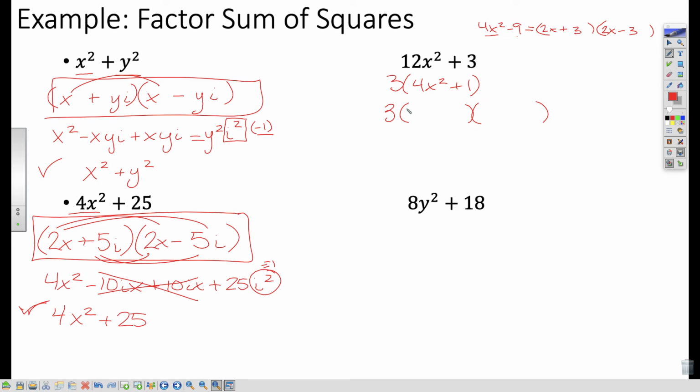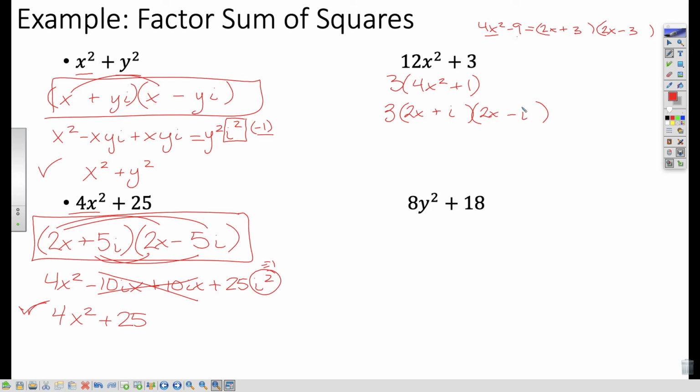So you should have 3 times 2x plus i and 2x minus i. You can have a 1 in front of those i's if you want. Why is it 2 again? Because the square root of 4 is 2. You're taking the square root of the first number and the square root of the second. And 3 doesn't equal 0. We're going to solve them in a minute.